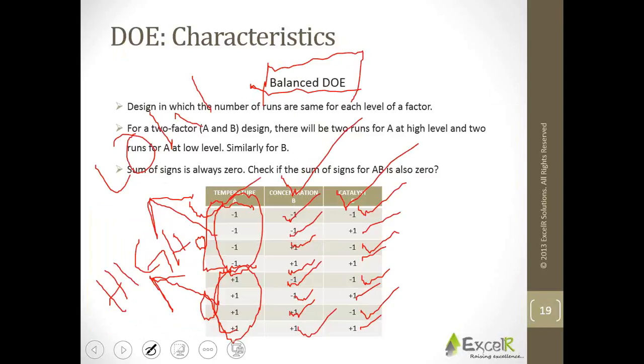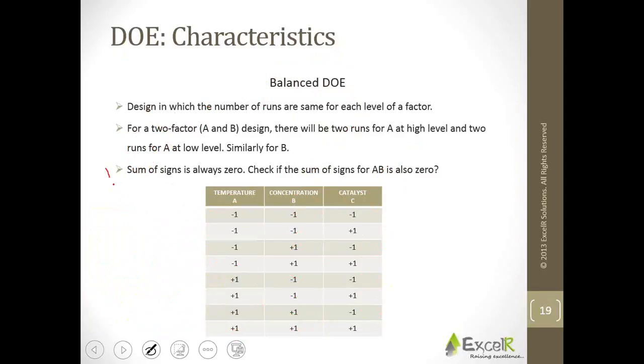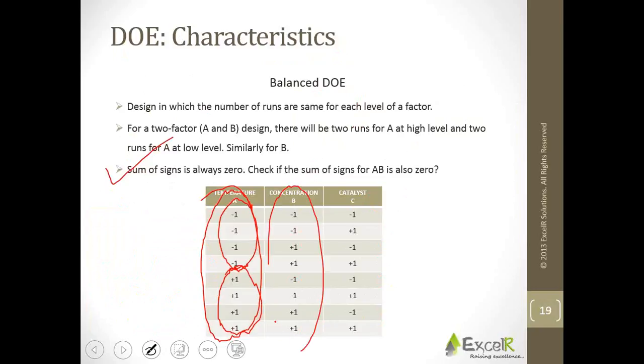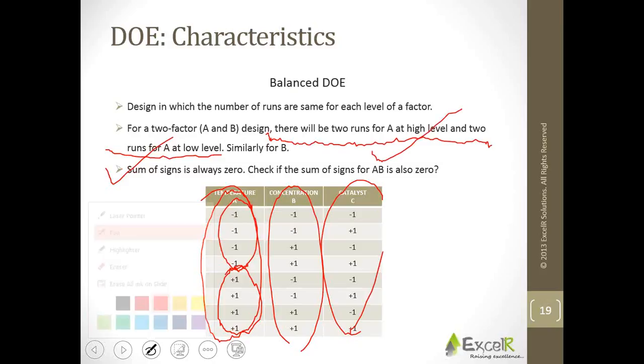And also in this balanced design of experiment, the sum of all these numbers would be 0. You can just check that. So this will be -4 plus 4, 0. And here also you'll get 0 if you sum up everything. For a two-factor design, there will be 2 runs for A at high level and 2 runs at low level. Similarly for B. Check if the sum of the signs of AB is also 0.